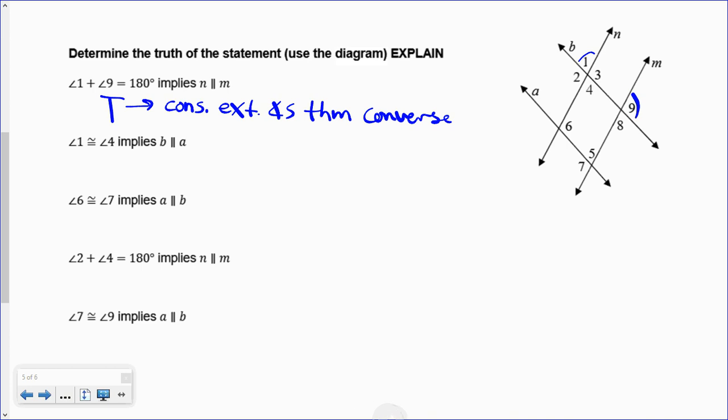Just like we were proving stuff on the very first page. Angle 1 being congruent to angle 4 implies that B is parallel to A. False. Why? Because they're vertical. So you would say false because vertical angles are not sufficient, just like we were doing in the front.